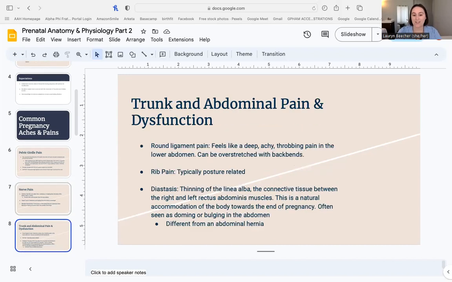Next up, we are talking a little bit about the trunk and the abdomen and common areas of pain and dysfunction throughout that region. So a very common one is round ligament pain. The round ligament runs from the pubic bone to the uterus. So as the uterus grows and expands, that ligament that runs right through here, it starts to stretch.